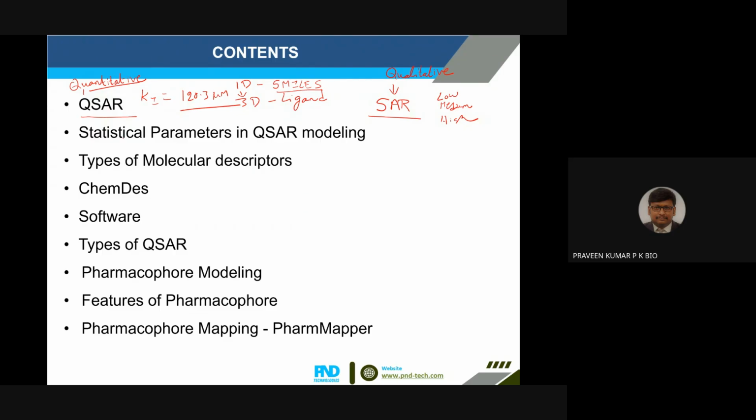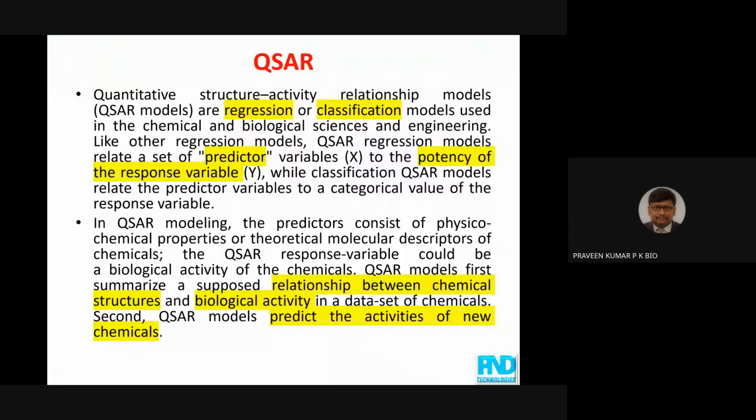Now let me take you further. We will be discussing statistical parameters and QSAR modeling, types of molecular descriptors, a tool for QSAR, ChemDes, and a few more software examples, types of QSAR, and then pharmacophore modeling, features of pharmacophore and pharmacophore mapping, especially ZINCPharmer, that is a freeware to practice. Now about QSTR.